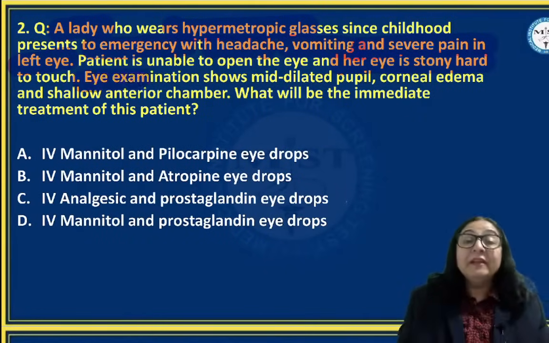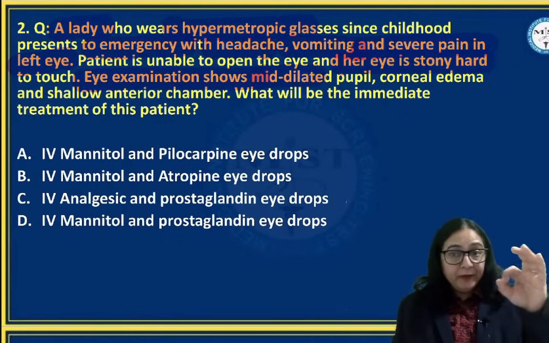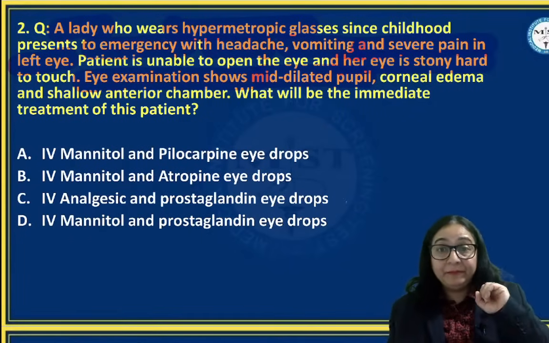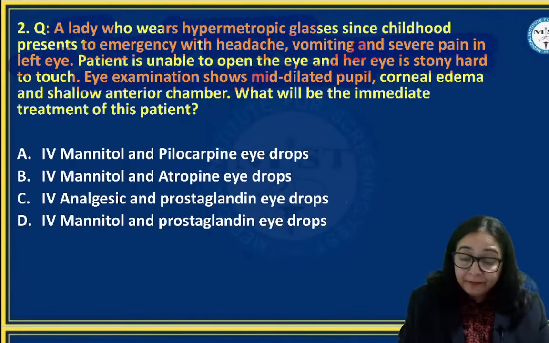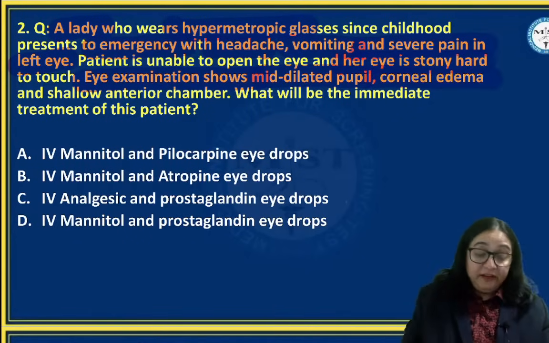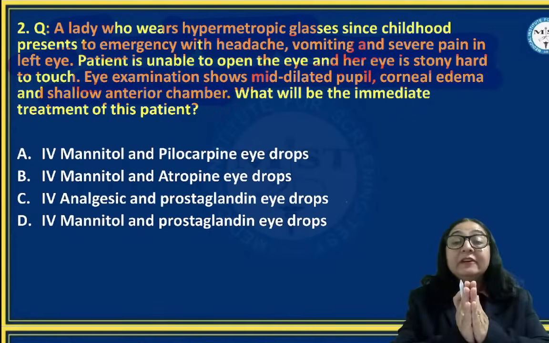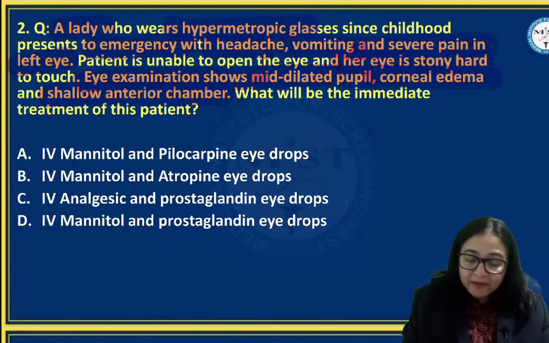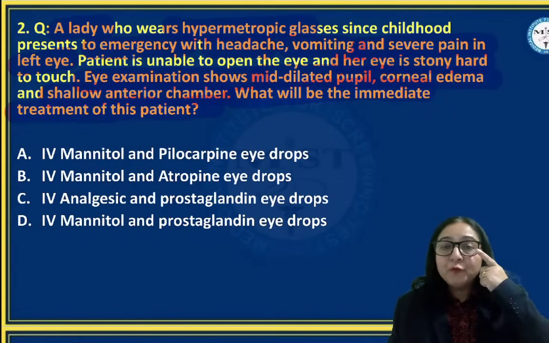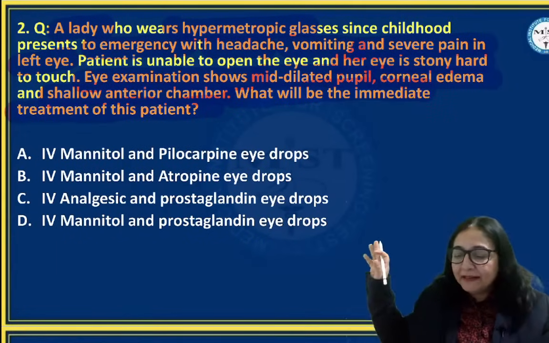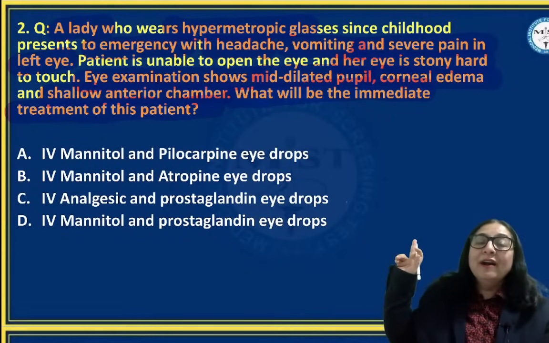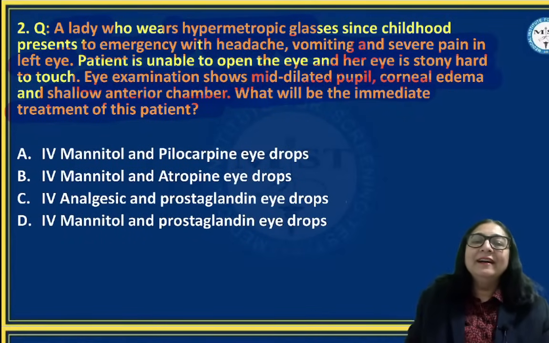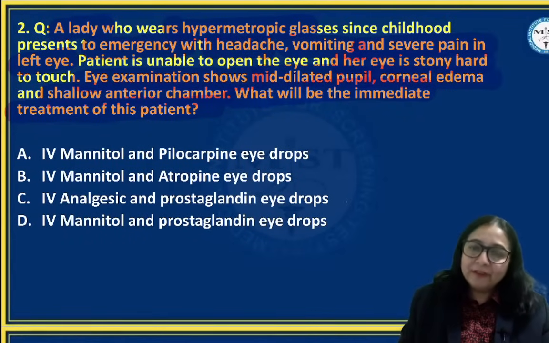What are the examination findings? The eye examination shows mid-dilated pupil. Pupil is not reacting to light and it is stuck in a mid-dilated position. Corneal edema. Cornea is hazy. Shallow anterior chamber. Anterior chamber has become shallow. What will be the immediate treatment of this patient? So this question has two parts. First of all, based upon the clinical case scenario, you have to make the diagnosis. And then once you have made the diagnosis, you have to choose the right treatment option for this patient.